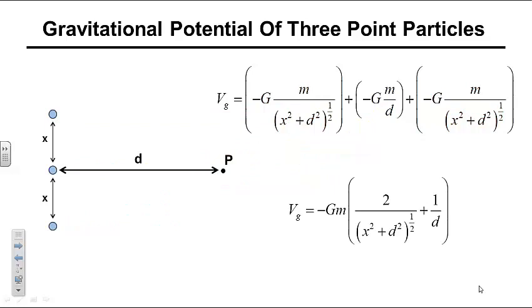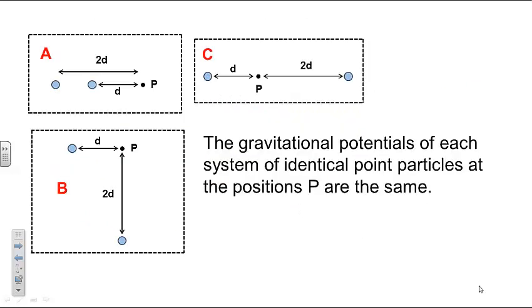Since the gravitational potential is a scalar function, the gravitational potentials of each of these systems of identical point particles at the positions P are the same. In other words, the orientation of the point particles does not matter for the calculation of the gravitational potential. All that matters for this calculation are the masses of the point particles and the distances from these point particles to the positions where the gravitational potential is measured.